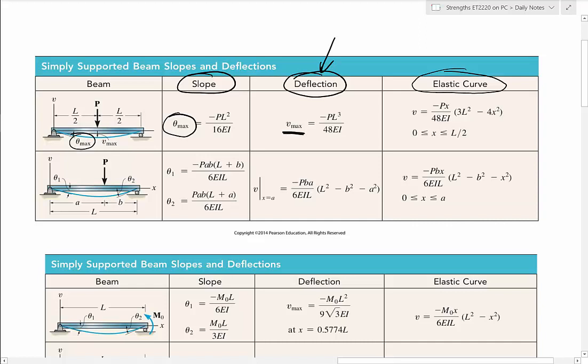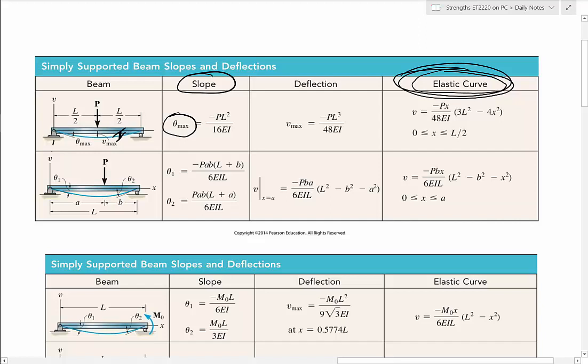So this might say v max. V max in this loading only happens at one place. It happens right at the center, it looks like. And so the only way you can use this equation is if you're looking for the maximum at the center of that beam. However, if I wanted to know the deflection at some distance over from one side or the other, I would have to use the elastic curve equation and substitute in whatever x value that is.